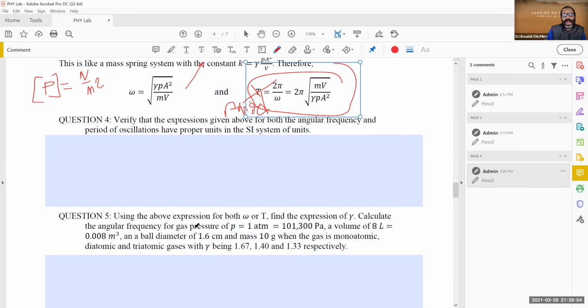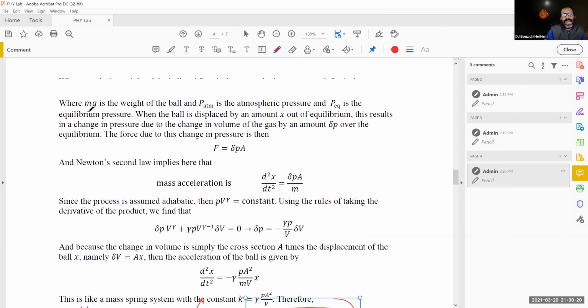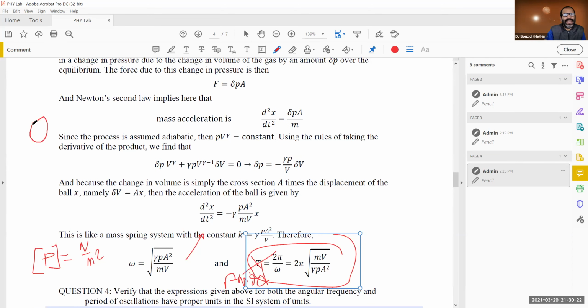Calculate the angular frequency for a gas pressure of P equal to 1 atmosphere, and you need it in Pascal, you need it in Newton per meter squared, and a volume of 8 liter. 8 liter is 0.008 cubic meter. And a ball diameter of 1.6 centimeter. So the area is going to be pi times this divided by 2 squared, because this is a diameter. And we're just looking at the cross-section in here, okay? We're not looking at the entire outer surface. It's not 4 pi r squared.